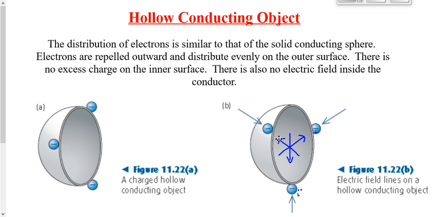If we did a vector analysis of all of those electric fields inside this hollow conducting sphere, we would find that the net field is 0. That's a big deal. That means that every time we have a conductor that has excess charges, the net electric field anywhere inside that conductor is 0. That means that anything inside can't be affected by the electric charge on the outside.